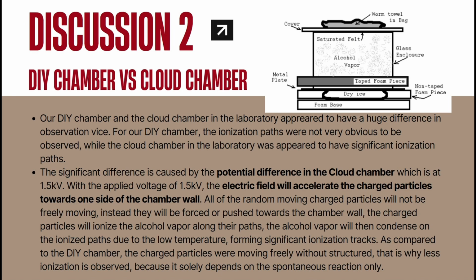I'm Ong Boon Tong. I'll be discussing the difference between the DIY chamber and the lab cloud chamber. In our observations, the DIY chamber doesn't produce obvious ionization tracks by the particles, but the cloud chamber produces significant ionization paths. This is due to the applied potential difference in the cloud chamber, which is 1.5 kilovolts. The voltage creates an electric field to accelerate all the free-moving charged particles like muons, electrons, positrons, and protons towards the bottom of the chamber, and the chamber walls are cooled by the ice.